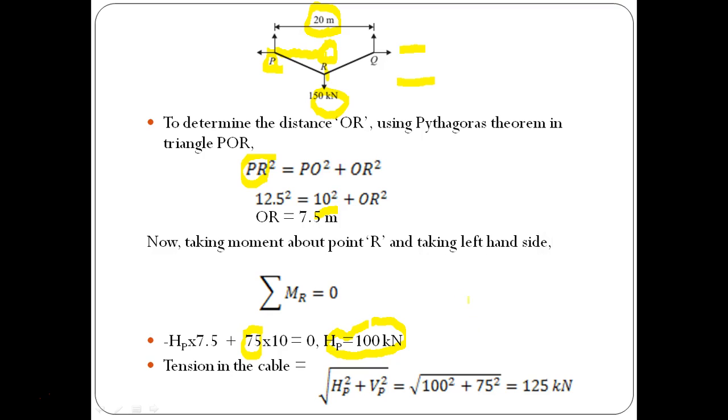So student has to just recall the concept of Pythagoras theorem, and he has to take the moment at point R, and he can easily calculate the tension in the cable. Just he has to remember that he has to calculate it within a minute.